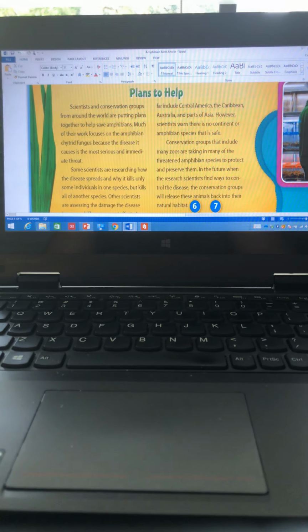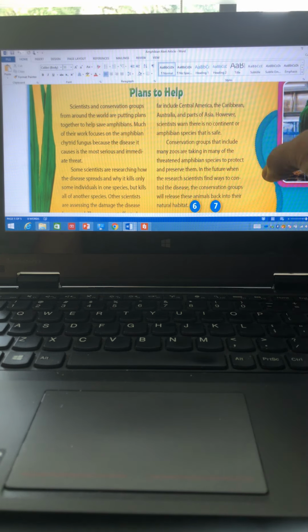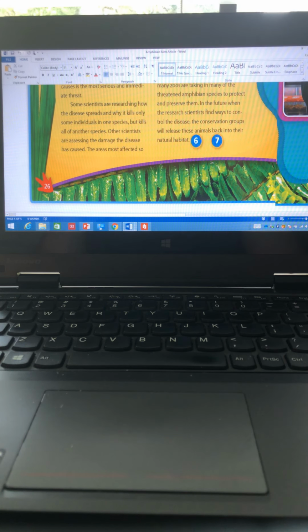Our next heading, another text feature, plans to help. Scientists and conservation groups from around the world are putting plans together to help save amphibians. Much of their work focuses on the amphibian chytrid fungus because the disease it causes is the most serious and immediate threat. Some scientists are researching how this disease spreads and why it kills only some individuals in one species, but kills all of another species.